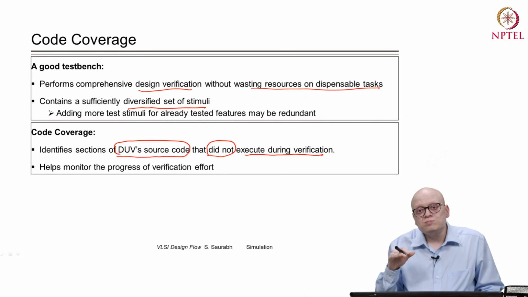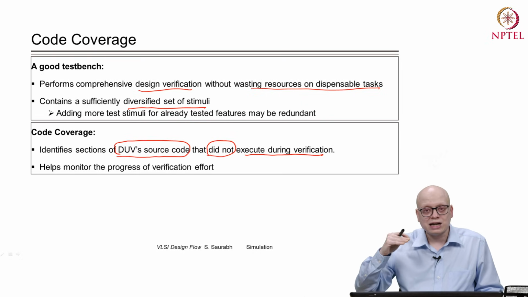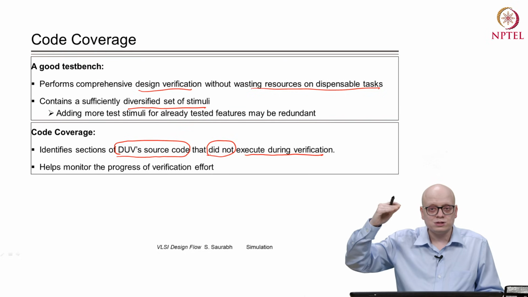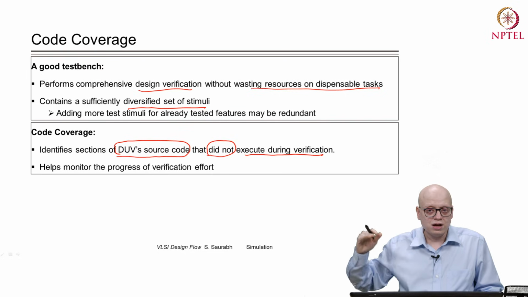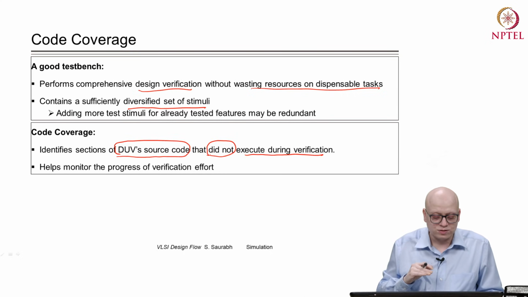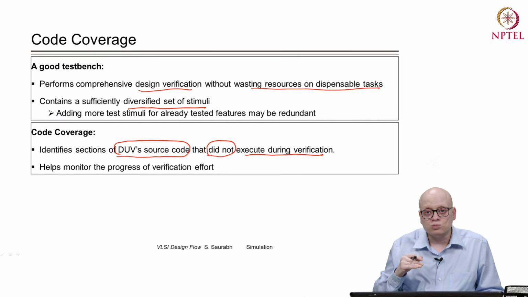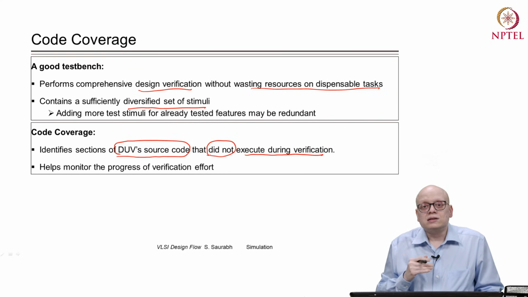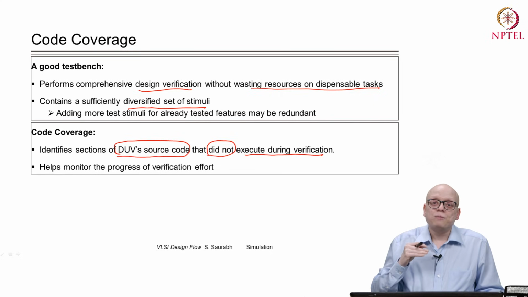So, it will help us monitor the progress of the verification effort, because initially maybe our coverage will be say 50%, then as we write more test cases it may go to say 70%, 80%, 85% and so on, right. So, as more effort is put into the verification, and the test bench becomes more exhaustive or more comprehensive, we can measure that using code coverage measures, right.